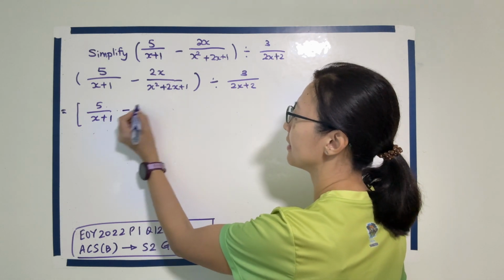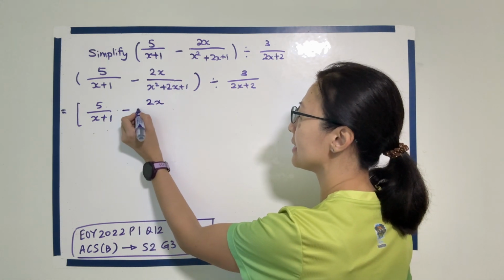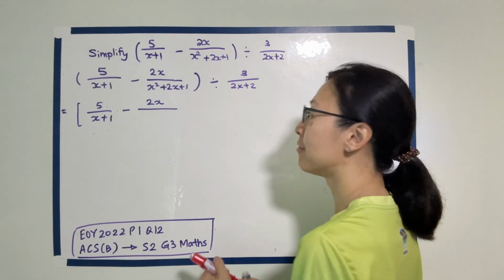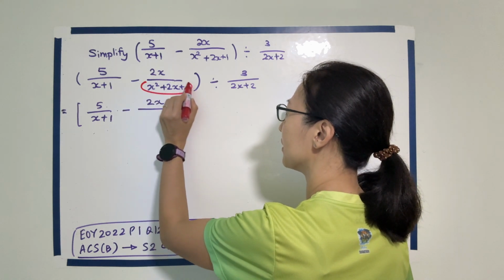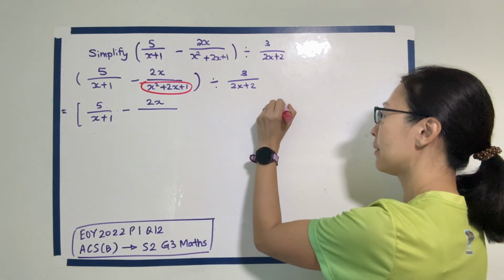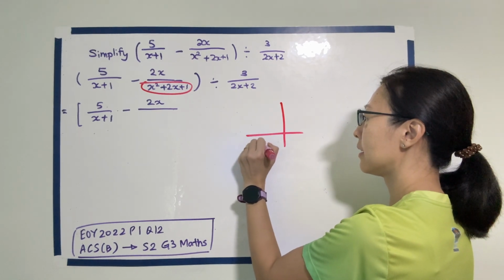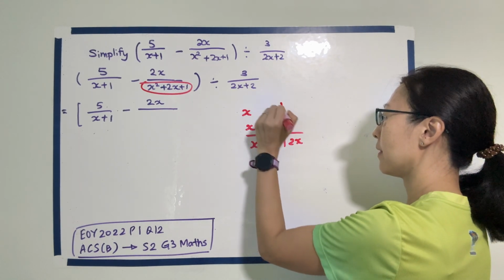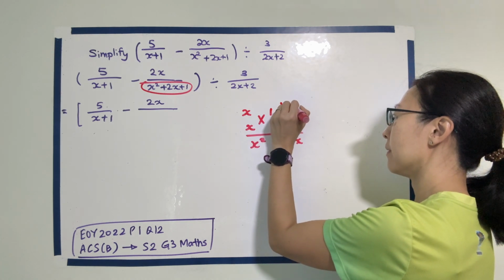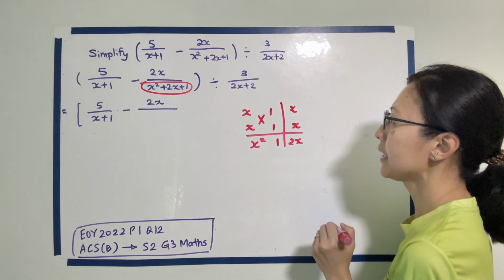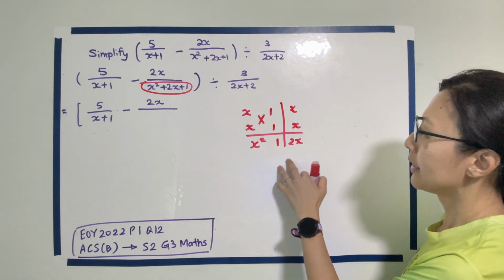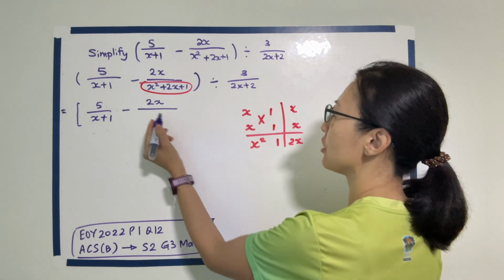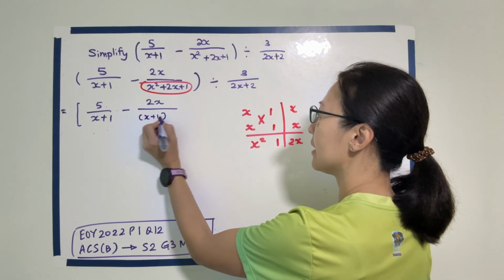For the second denominator, we realize that it is in the quadratic format, and so what we need to do to this part is we have to factorize it, if possible. So how do we factorize? I will go by the cross method. Right, so from here, you can actually see that the denominator can be factorized into the form x plus 1 squared.